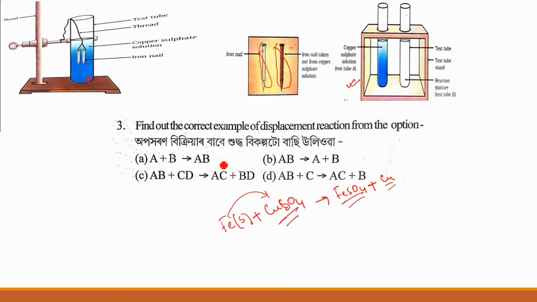So here in option D, AB plus C gives AC plus B. Here the metal C has replaced B from the reactants. Okay, C metal has replaced B, isn't it? So your correct option will be D. This will be an example of displacement reaction. Among these, the correct statement is AB plus C gives AC plus B. So we shall proceed with the next question.